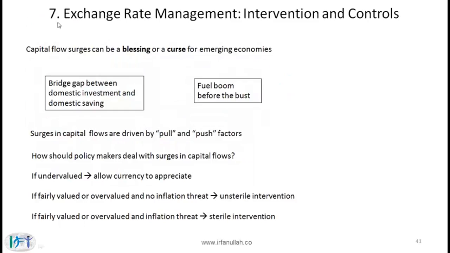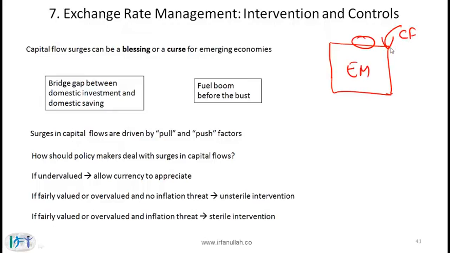Section 7, Exchange Rate Management, Intervention and Controls. To make this segment more interesting, imagine that you are the head of the central bank of an emerging market country. The question now is, how should you deal with a major surge of capital flow into your economy? Let's say your economy is doing well and investors from the developed world want to pour money into your country. So there is this surge in capital flows. Is this good or bad, and how do you deal with it?